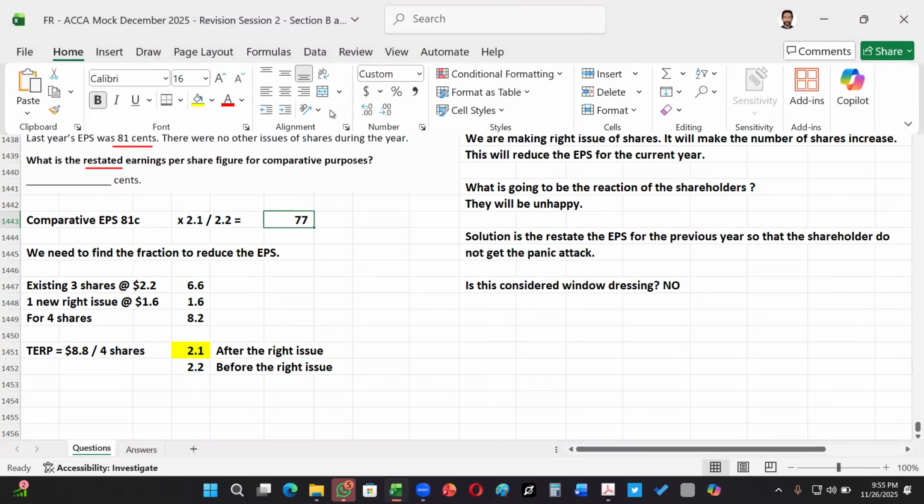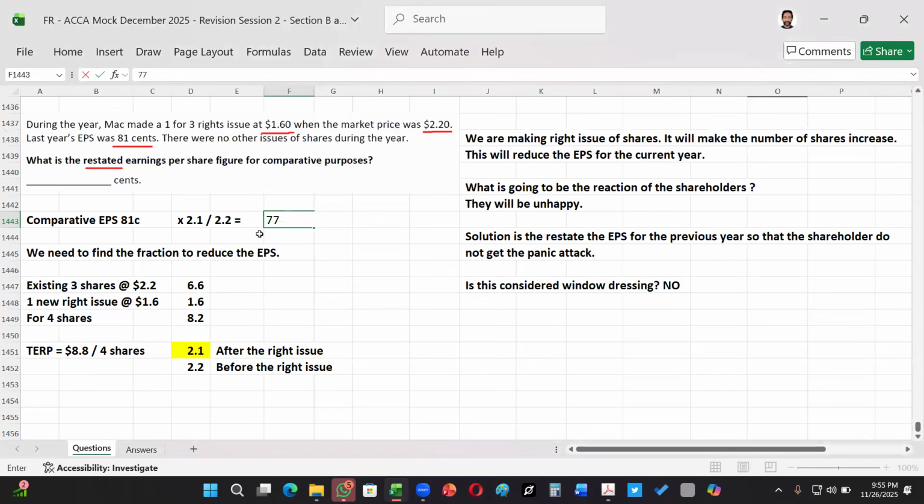Okay, let me just see that it is rounded properly. So that is, yeah, 77 cents. So this is the EPS that was calculated for the previous year as 81. When we adjusted it, it ended up as 77 cents. Okay, so we can just write it here as 77 cents. So this is the restated EPS. Okay, why have we done that? So that our shareholders, when they compare this year's EPS with the previous year's EPS, do not get anxious and do not wonder why the EPS has gone down.